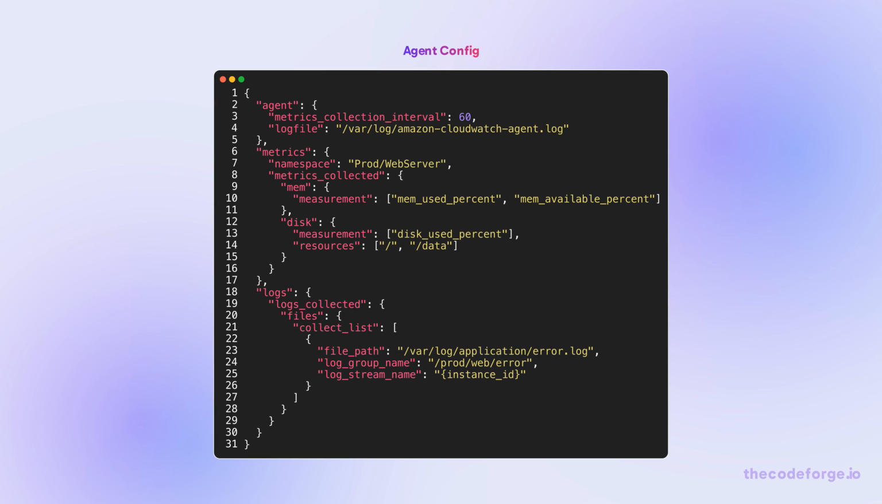This is the CloudWatch Agent configuration JSON. It collects memory and disk metrics every 60 seconds and pushes application error logs to a log group. The agent picks up permissions from Identity and Access Management. Test your config with the amazon-cloudwatch-agent-ctl status command.